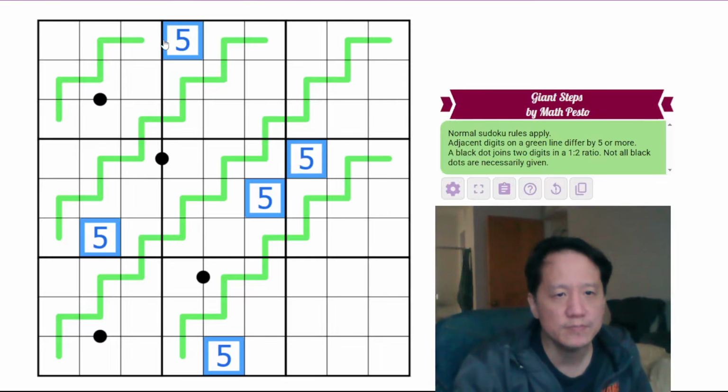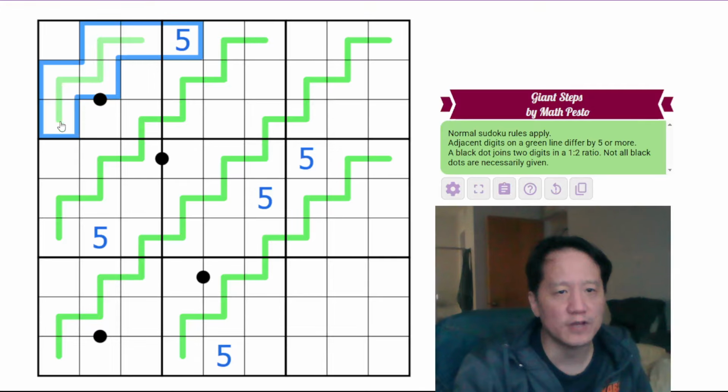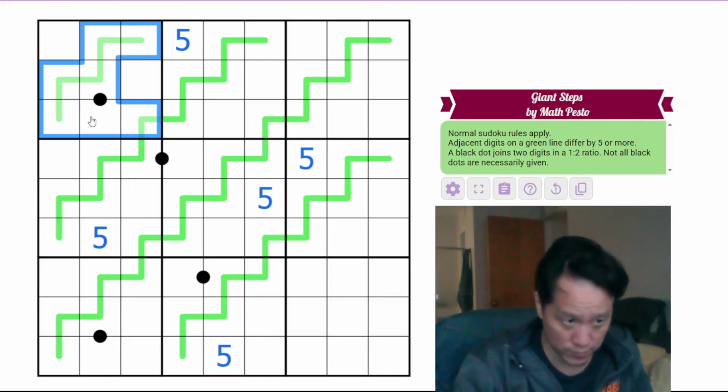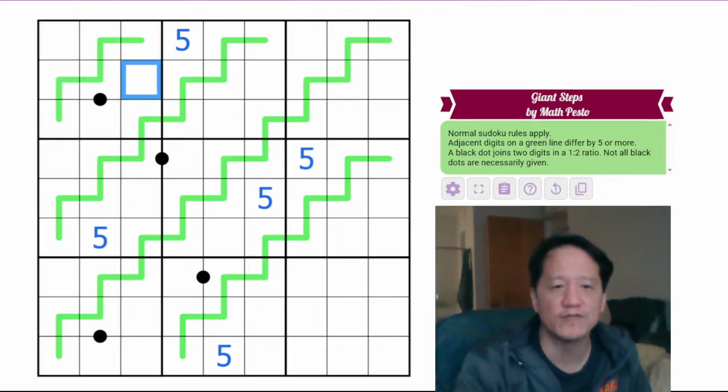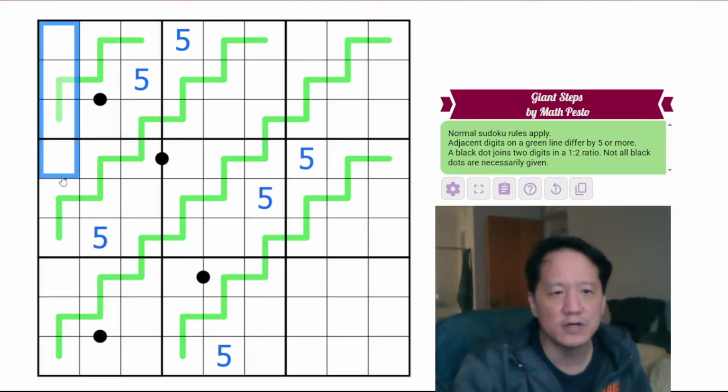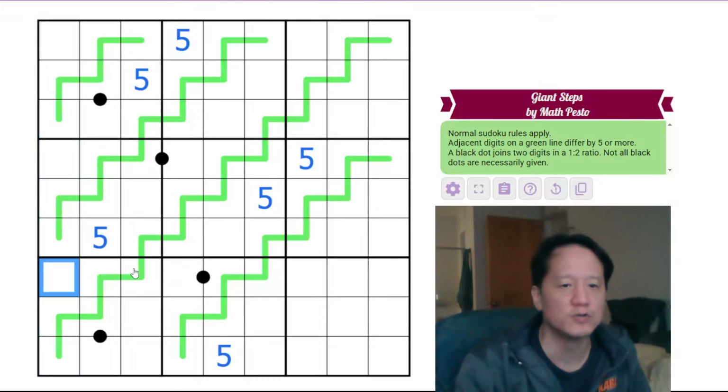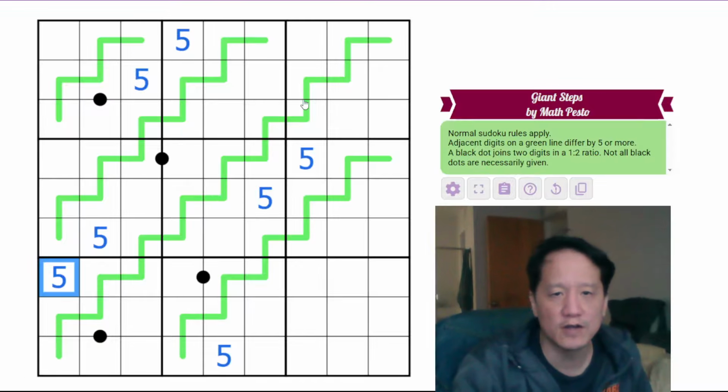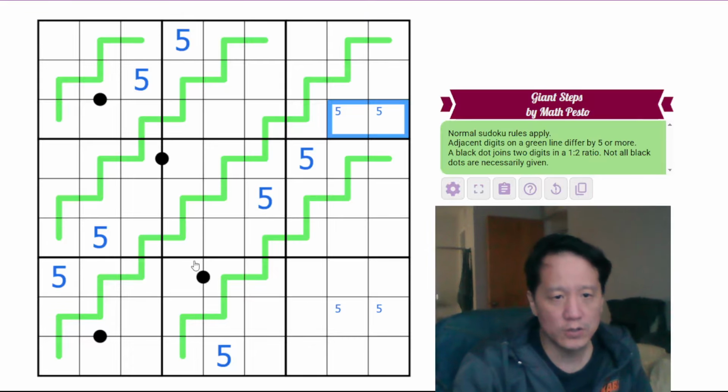Okay. In box 1, we have a lot of digits on a whisper 5 line, next to a black Kropke dot, and can't be 5 because of the 5 in the row, so this must be 5 here. That leaves in column 1, 5 has to be here, because it can't be here because of the 5 in the boxes, and can't be here because 5 can't be on a whisper 5 line. So that's 5. That means 5 in box 9 is here and 5 in row 3 is there. Okay.